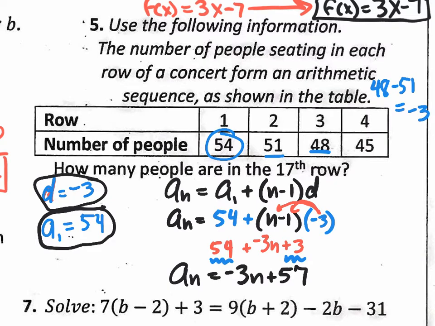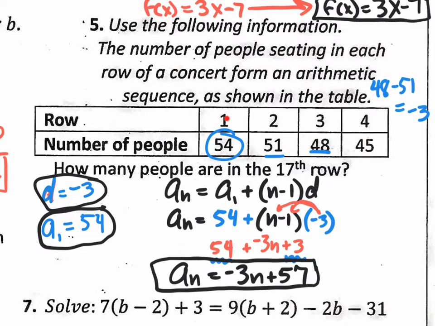Now, if they asked for the rule that creates that sequence, you'd be done. But they're actually asking for a specific number. They're asking for how many people are there in the 17th row. Okay? So if this is the rule that produces this list, right? Now let's say you're not too certain about this.